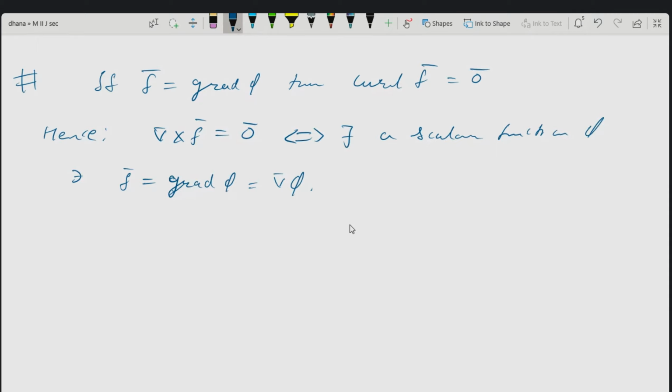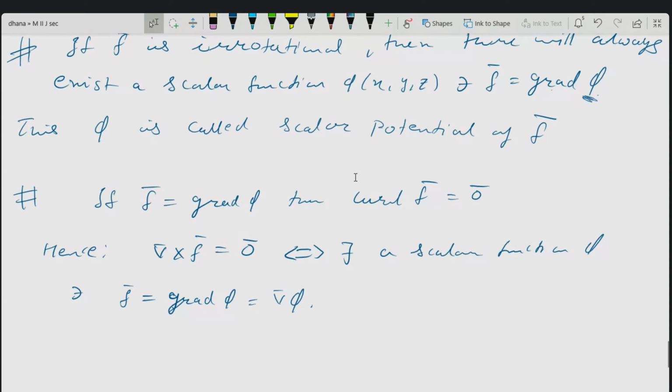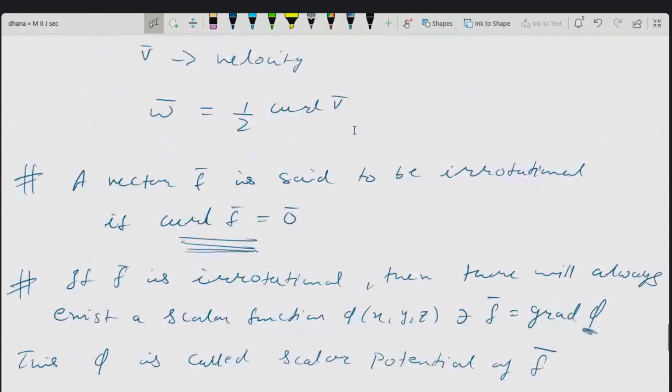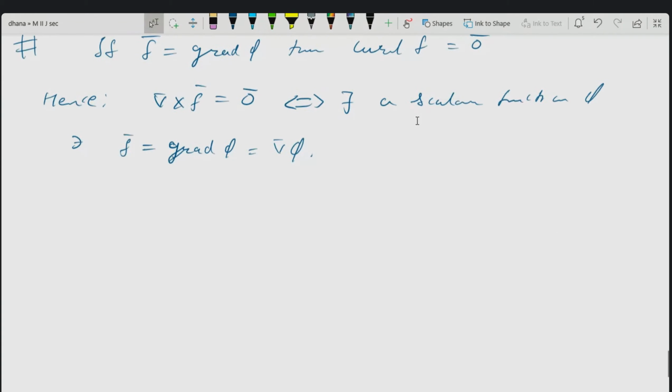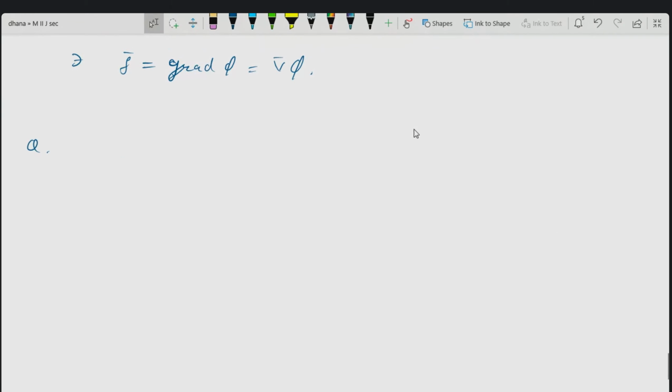Yes, ma'am. So this we will use while studying work done by a force. Later we'll see this. This idea is useful when we study the work done by a force. Understood? Any doubt here regarding this? No, ma'am. So let us see two problems.